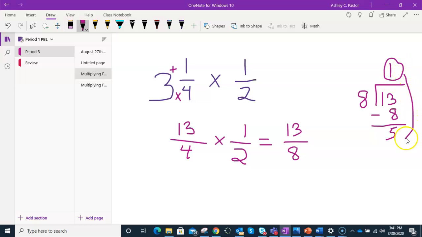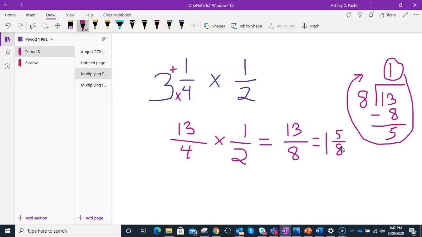And then that giant circle, where my remainder is going to be my numerator, and my 8 right here, that's going to be my denominator. So if they were to ask me to switch it into a mixed number, I would get 1 and 5 over 8. Okay, so that is when we take a mixed number and we multiply it by a regular fraction.